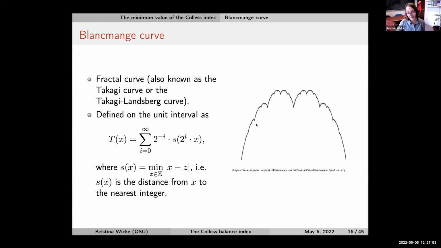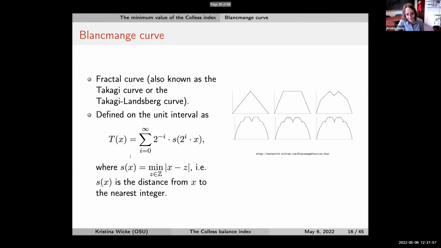Okay, however, it's this fractal curve, and as I said, it's an infinite sum, but we can look at partial sums. And so here are the first 6 partial sums. If we only look at i equal to 0, then we get this triangle, which is the absolute value. If we take i equal to 0 and 1, we get this shape here. Going up to 2 gives this shape, and so forth.